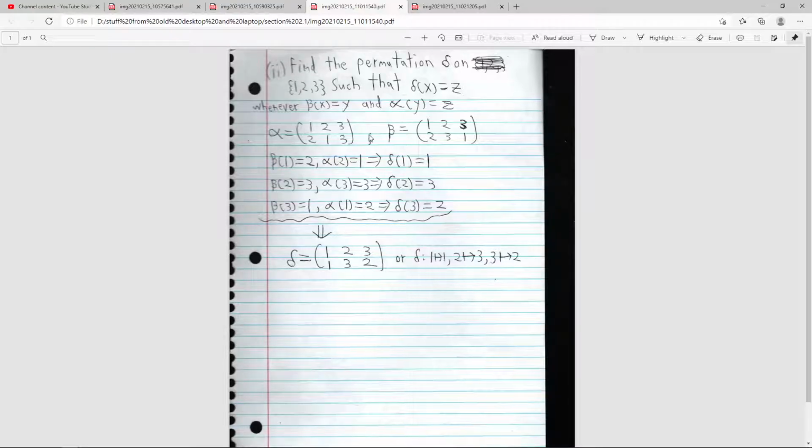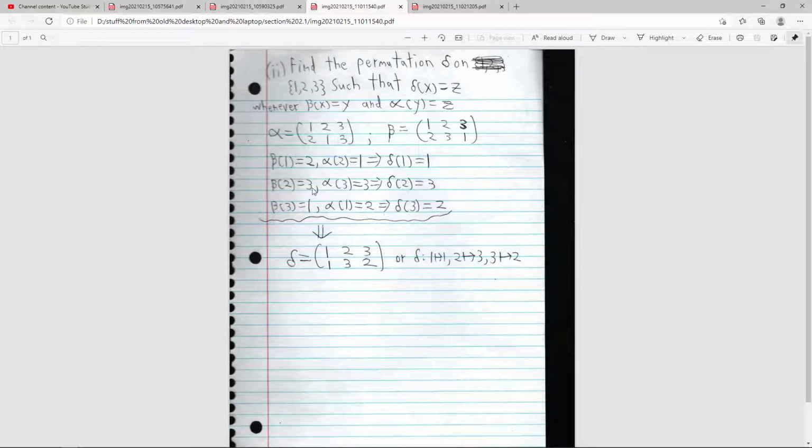So this time we go with beta to alpha, because delta x equals z, so beta x equals y and alpha y equals z. Beta, as I showed on the paper, beta 1 goes to 2, 2 goes to 1. So delta 1 equals 1. Then beta 2 goes to 3, and then 3 goes to 3, so delta 2 equals 3. Then beta 3 goes to 1, 1 goes to 2, delta 3 equals 2.